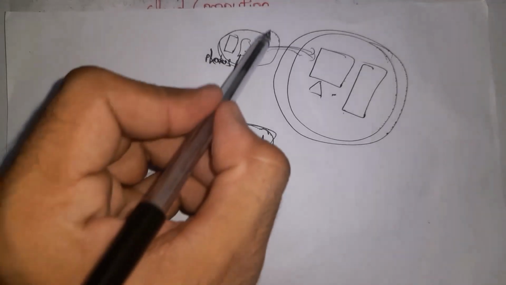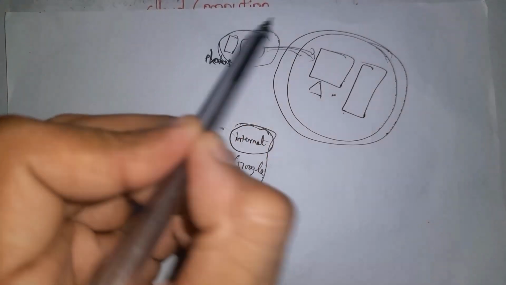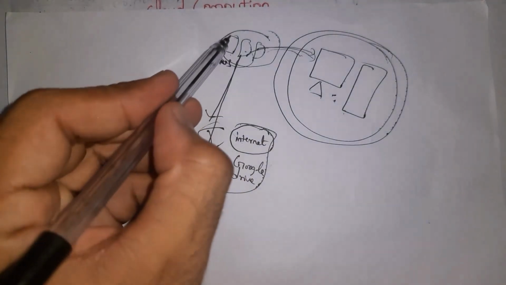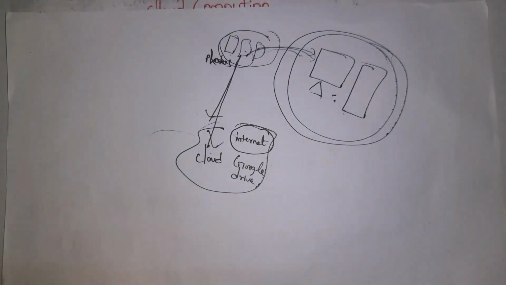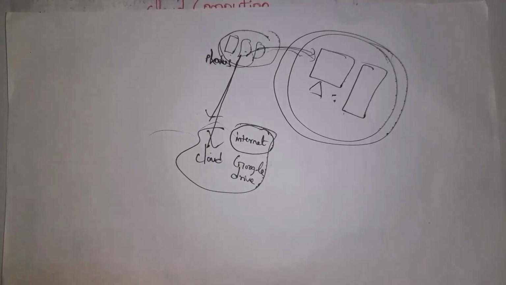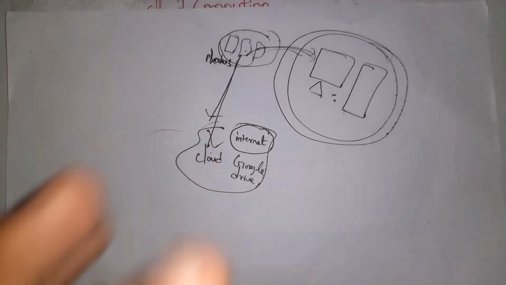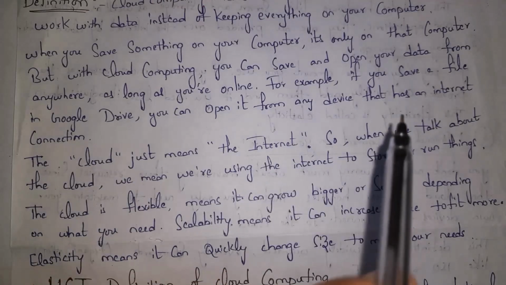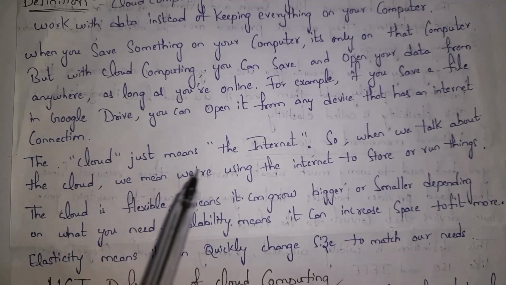Guys, I will give one example so that you can clearly understand this definition. For example, I have some photos. If I store my photos in my computer, then I can see those photos only on this computer. But if I store my photos on the internet, like Google Drive, I can access those photos by using any device. You just need an internet connection, that's it. Google Drive is one example of cloud storage. So whenever you store your data in the cloud, you can open it from any device and perform various operations on it. So cloud is nothing but the internet. When we talk about the cloud, we mean we are using the internet to store or run things.